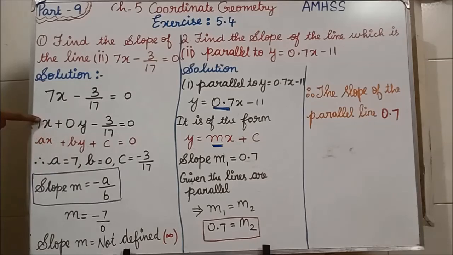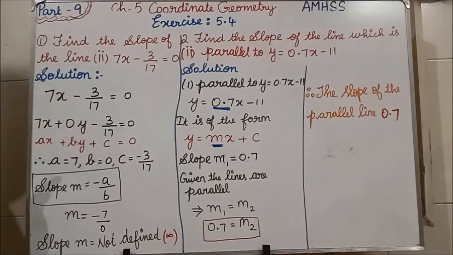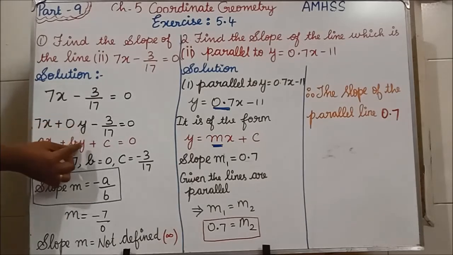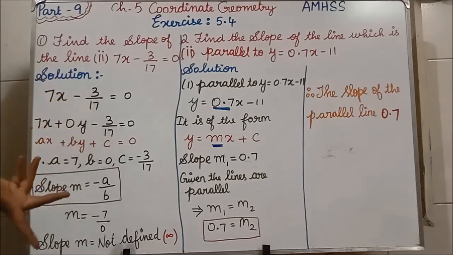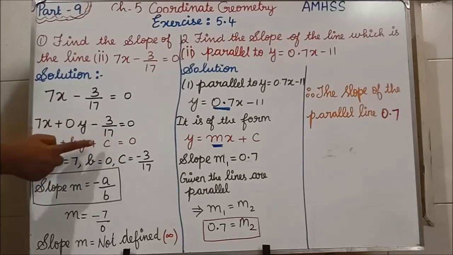So we have x. The b value is 0. The c value is minus 3 divided by 17. To write in this form we need a y term, and the y term is 0, which was not given in the question, so b itself we have to take as 0. Now a is 7, b is 0, c is equal to minus 3 by 17.